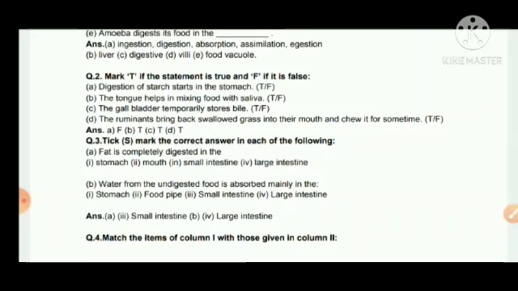Number B, the tongue helps in mixing food with saliva. It's completely true. The answer would be true. The gallbladder temporarily stores bile. This is also a true statement.